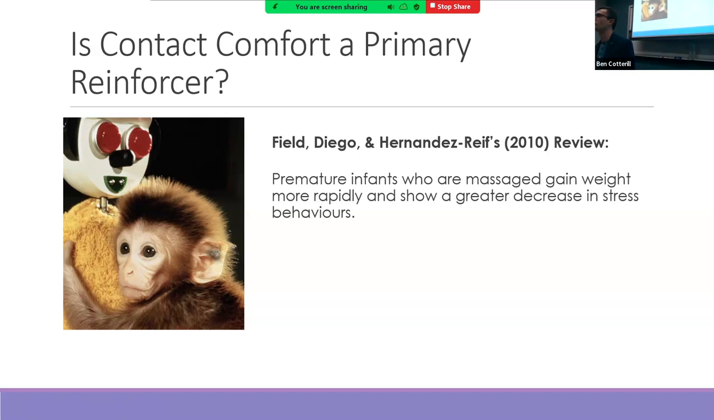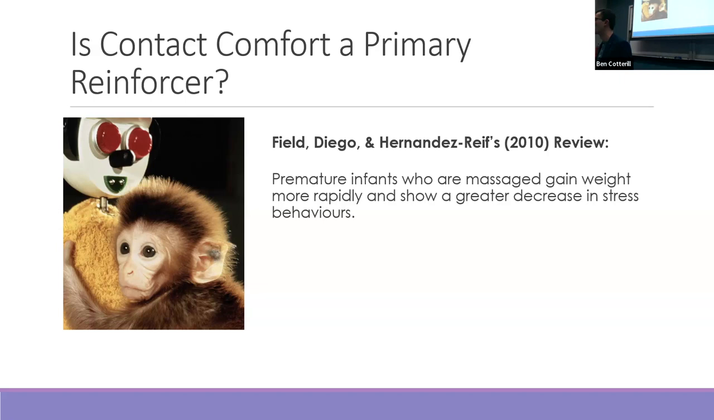This contact comfort, as we've more recently learned, is crucial for the stimulation, the development of a number of growth hormones, and for the development of the immune system. It's true in a number of species.